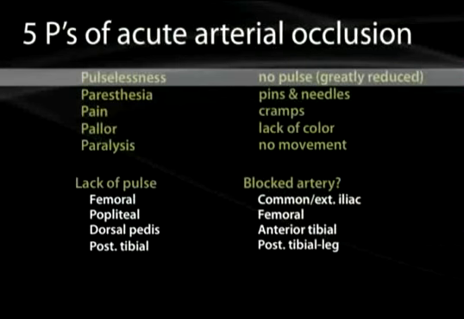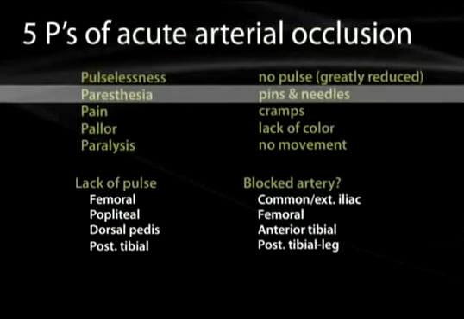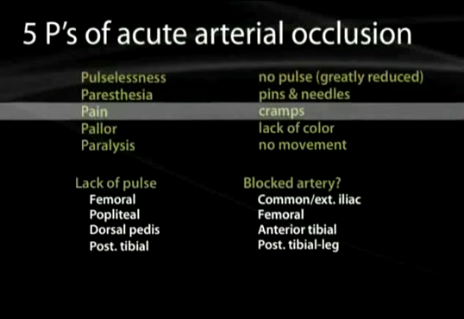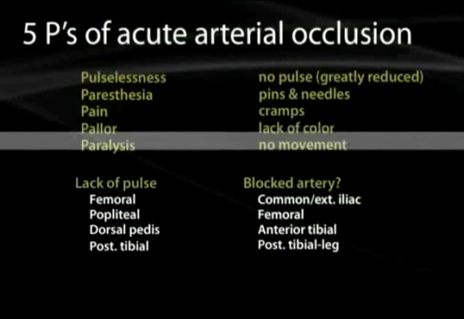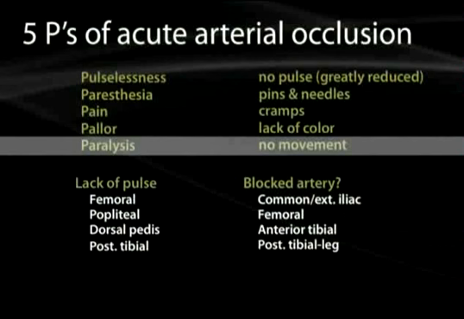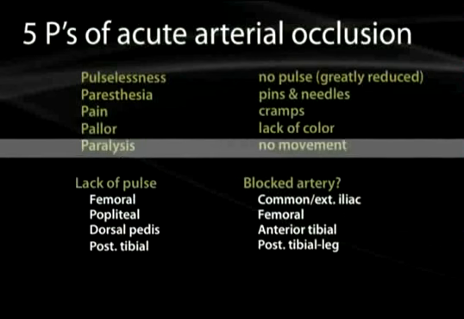When you have arterial occlusion, there's the 5 P's that you can think about. The first is pulselessness, or if the pulse is greatly reduced, especially compared to the other side. The second is paresthesia. Is there pins and needles associated with that pulselessness? Third is pain, oftentimes causing cramping. Fourth is pallor, which is lacking color. And fifth is paralysis, which will mean that the arterial supply has started to affect the muscles and the nerves.